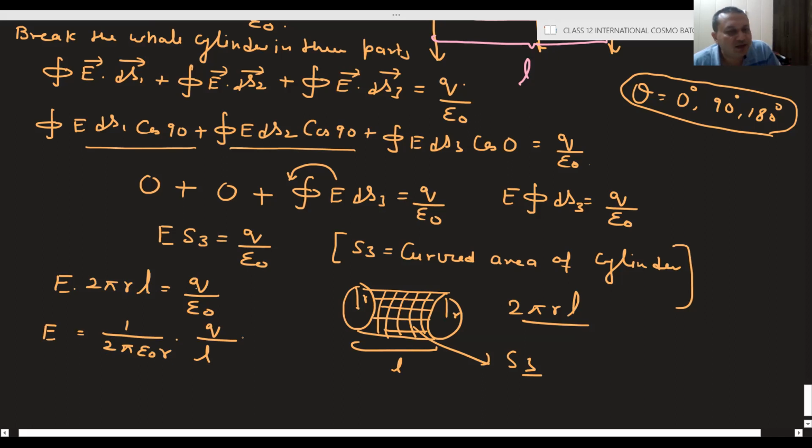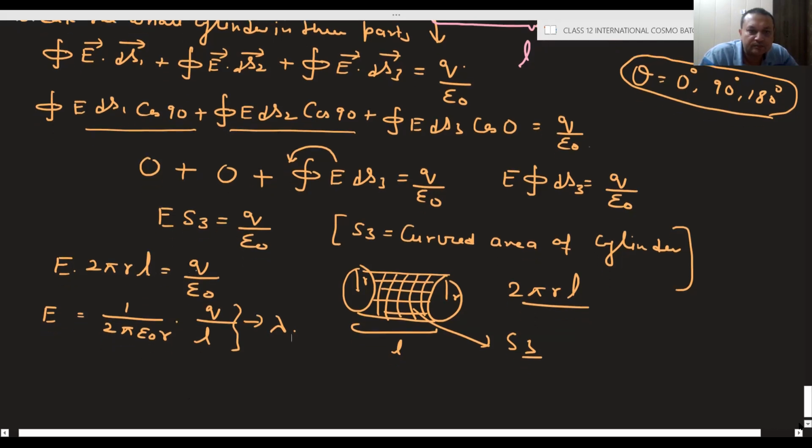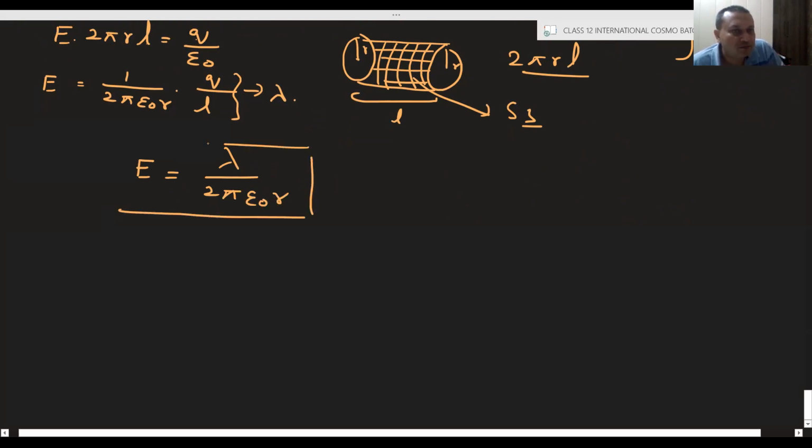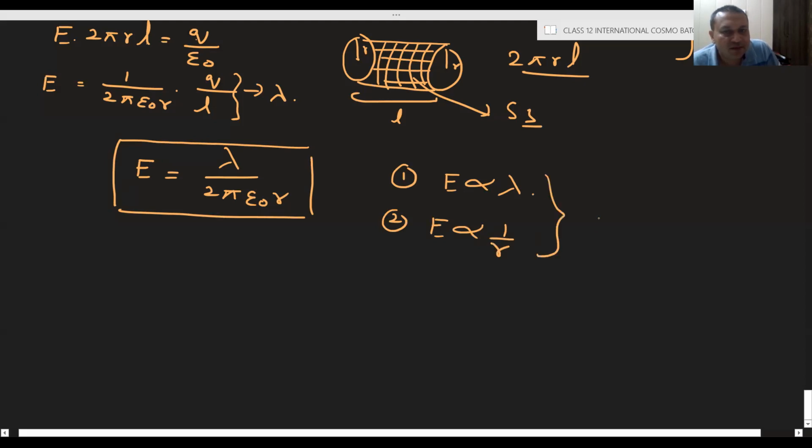This is Q, this is L, and what is Q upon L? You know, this is lambda. So what is E? Put Q by L equals to lambda, E equals lambda upon 2 pi epsilon naught R. This is the formula of electric field at a point P. And yes, E is directly proportional to lambda. And second, E is inversely proportional to R. This is the result.